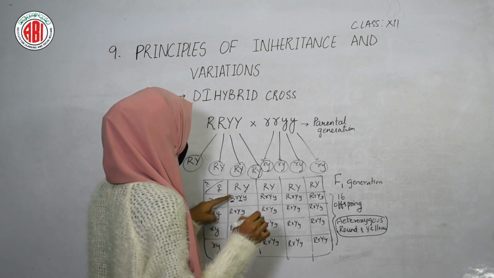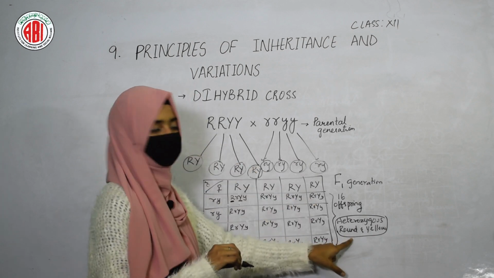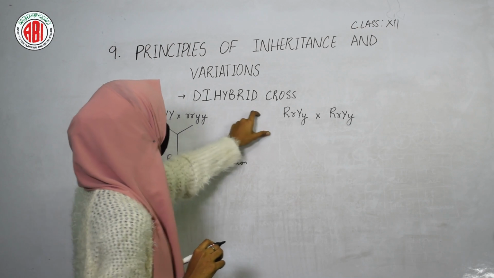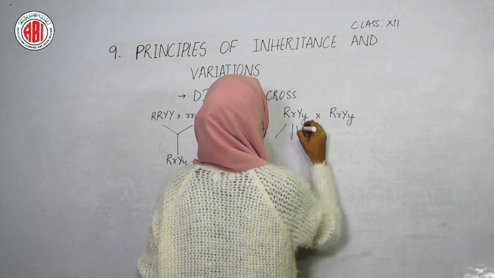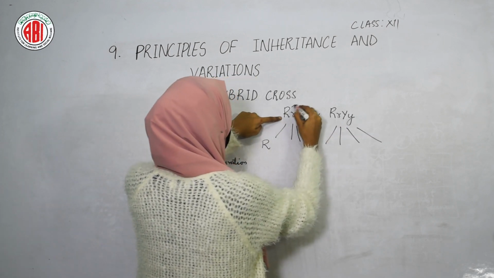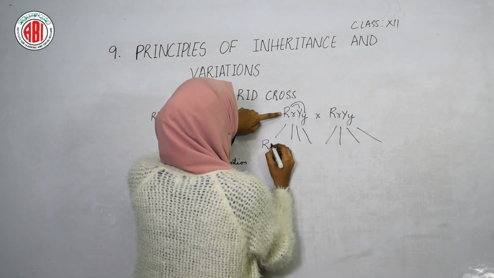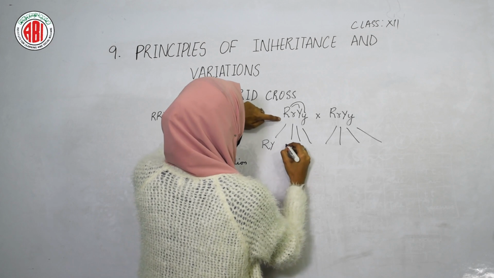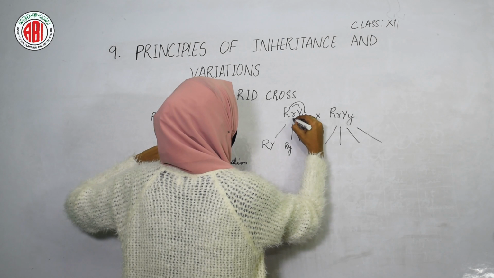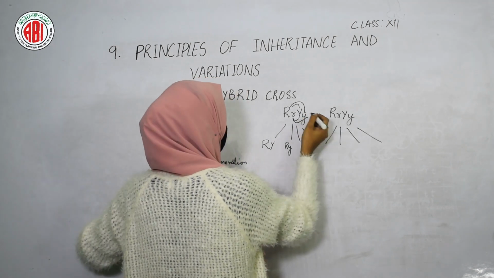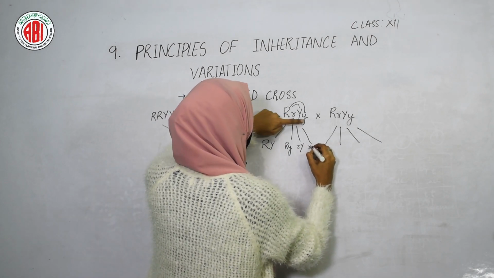This one, R and Y. R is for round and Y is for yellow. So, they are expressing the dominant character, that is round and yellow. When self-crossing takes place between two members of the F1 generation, the gametes that are produced are, this R will go with this Y and this allele will go with this other allele. That means capital R, capital Y, capital R, small y. Again this small r will go with capital Y and small r will go with the other allele, that is small y. So, it will be capital R, capital Y and small r, small y.